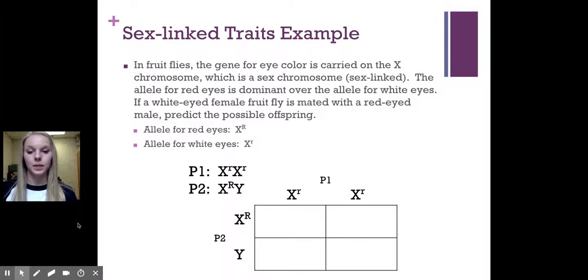For parent 1, we have a female. And I'm sorry, she's not red-eyed, she is white-eyed. So because she is a female, she has big X, big X. So we have a female white-eye, big X little r, big X little r. The male down the side, because he is male, he has only one X. He has a big X with a big R, and then his Y chromosome. So let's carry these alleles across in the Punnett squares.